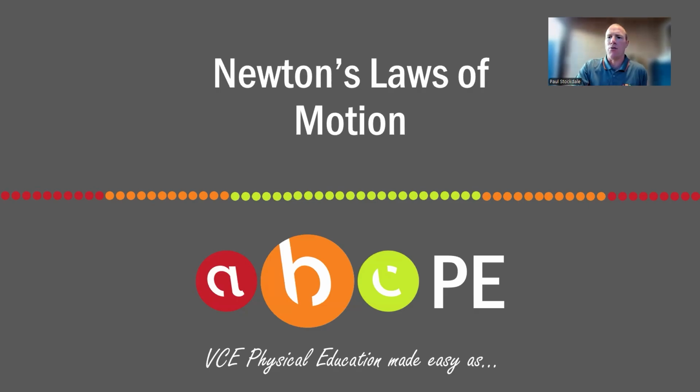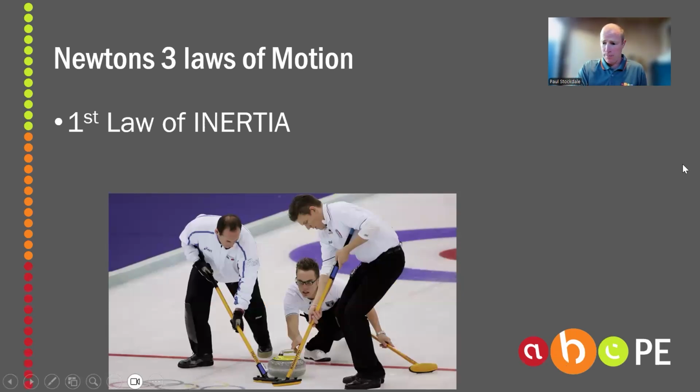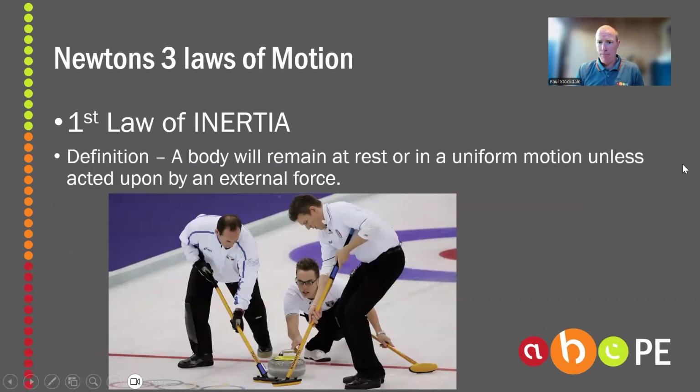Today we're talking about Newton's three laws of motion. What we'll do is flip between a little bit of information, a little bit of video, and then a bit of a question. Hopefully this helps. So Newton's three laws, the first one's probably the easiest one to remember. The body will remain at rest or in uniform motion unless acted upon by an external force. All right, let's look at that in action.